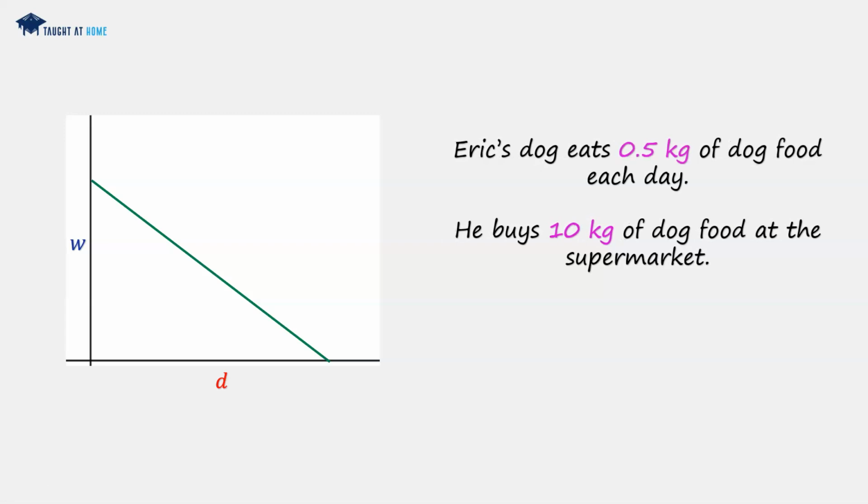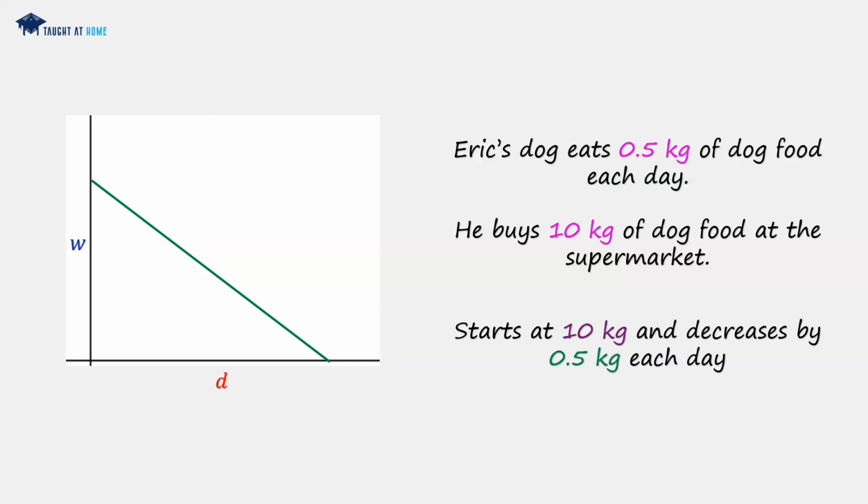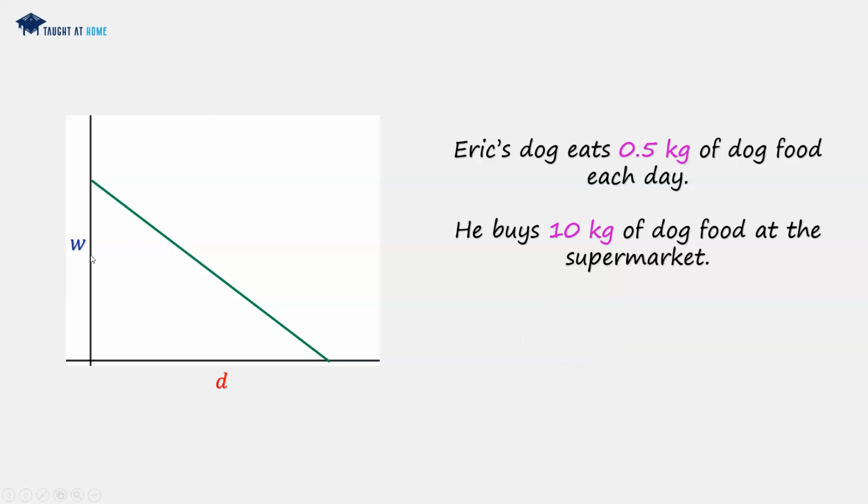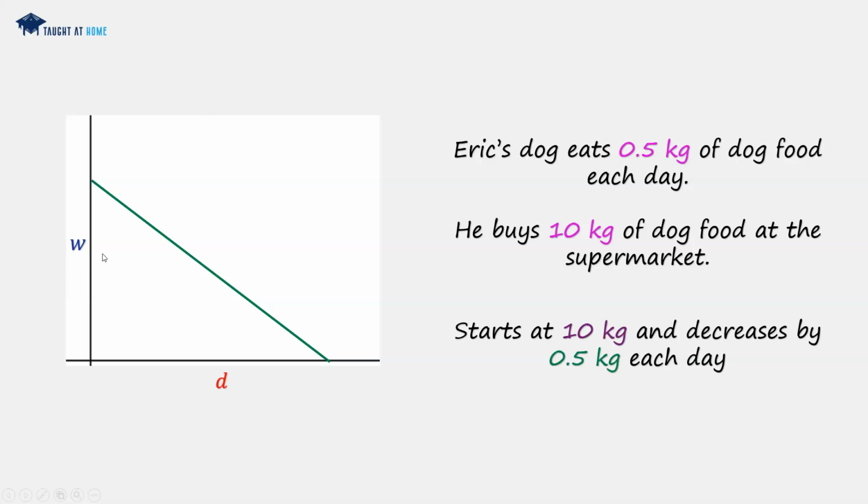0.5. So now we know that the dog eats 0.5 kilograms of food each day, and we start with 10 kilograms. So we start with 10 kilograms and it decreases by 0.5 kilograms each day. So what we have is 10 kilograms that it starts with, and we have a gradient, a rate of change of 0.5 kilograms. So we're decreasing by 0.5 kilograms every day.